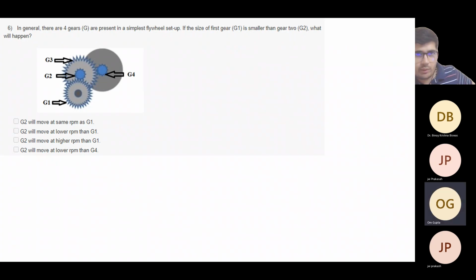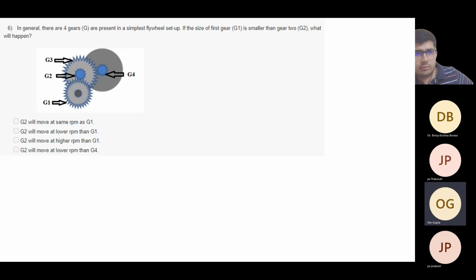Because, as indicated in the question, the size of gear G1 is smaller than the size of gear G2. So gear G2 will be bigger, so G2 will move at lower RPM. Because G1 is smaller and G2 is bigger, the bigger gear moves at lower RPM than the smaller gear. Correct? Option 2 is correct. Any other option?